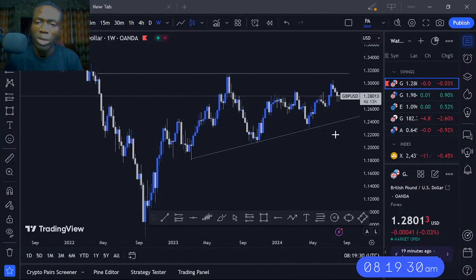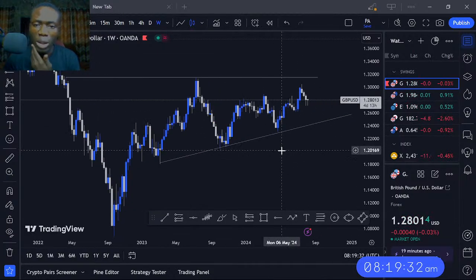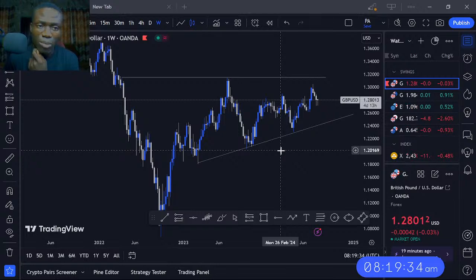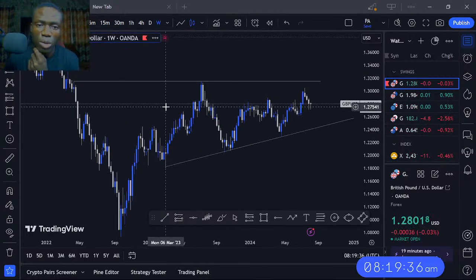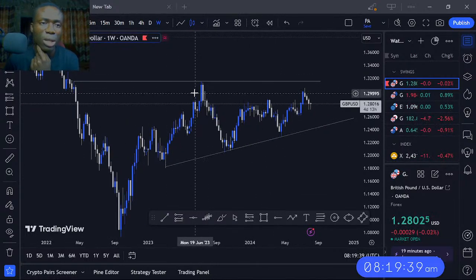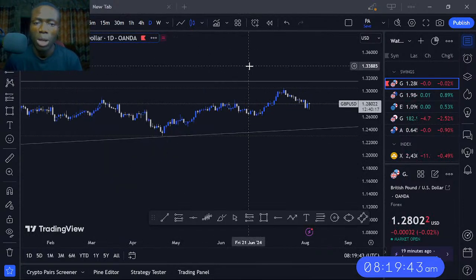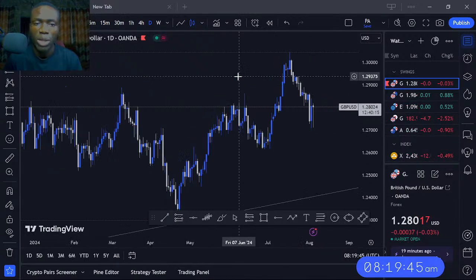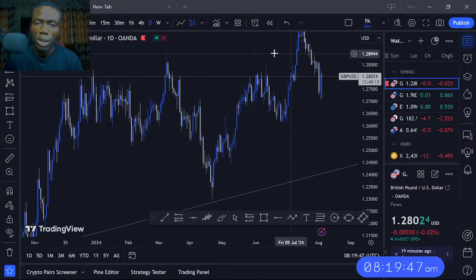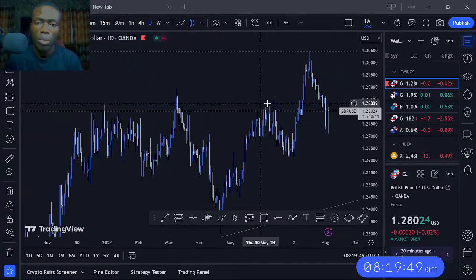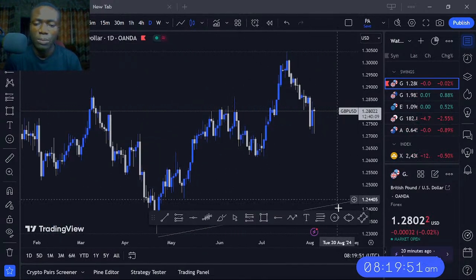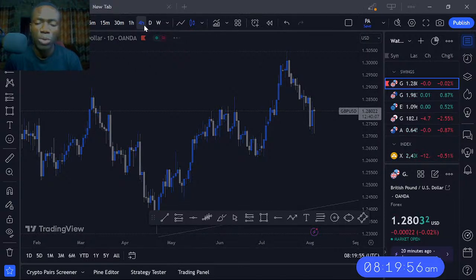So looking at this market right now, we could be looking for a buying and selling opportunity at the same time, depending on where the market actually gets to. If the market comes over to the area of resistance, we should be more concerned about a sell. This is a weekly time frame, so we just have to go to the daily time frame as well. On the daily time frame, we can clearly see that the market is still creating newer higher highs. So we should be looking for a buying opportunity on GBP USD.